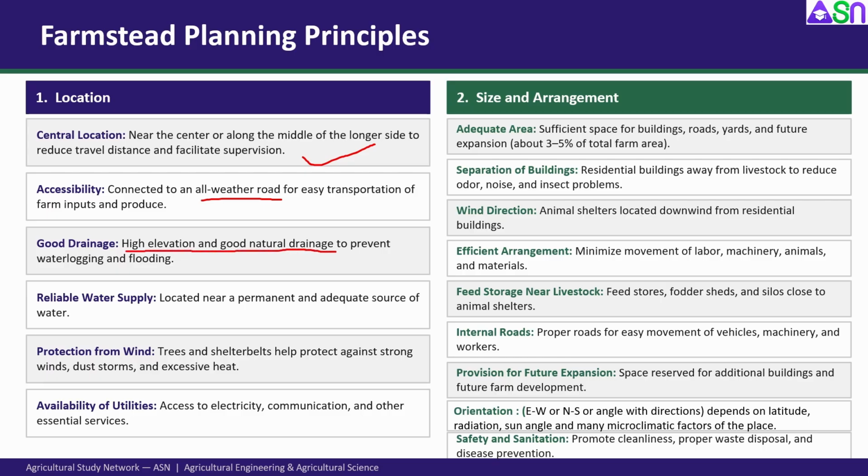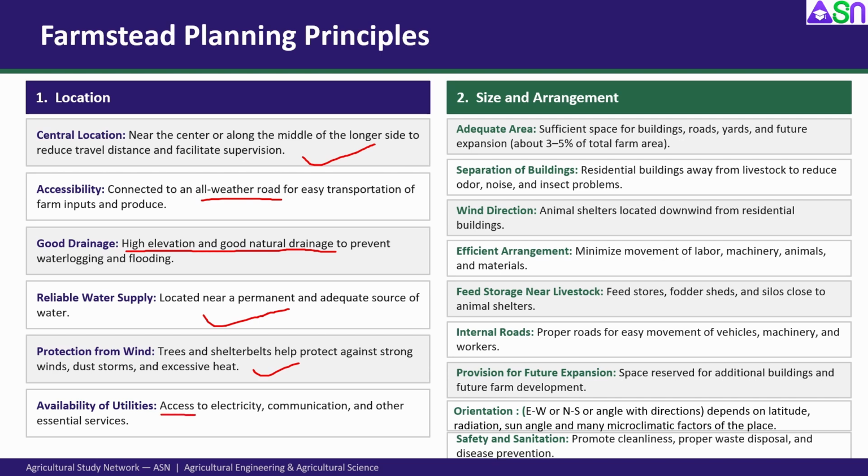The farmstead should be located near a permanent and adequate source of water, which is essential for drinking, livestock, cleaning, and other farm operations. Similarly, windbreak trees and shelter belts planted around the farmstead help to protect it against strong winds, dust storms, and many climatic conditions. The farmstead site should have access to electricity, communication networks, and other essential services.